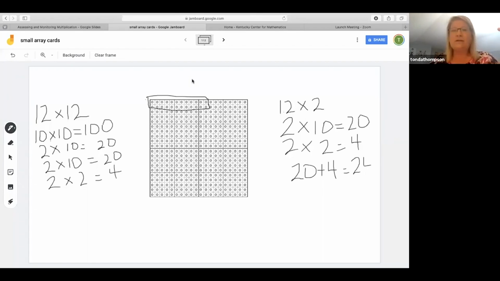We don't keep them at the counting on. We don't keep them at only, maybe all they can do is add a group or subtract a group, but we want them to be able to do some more efficient strategies. That is all based from the assessment that we give them. So, and again, I'm going to erase here.